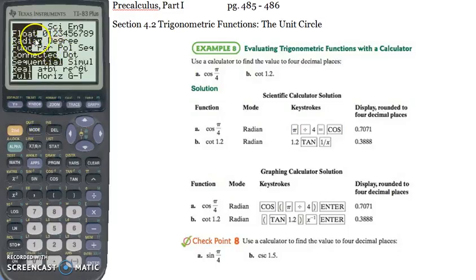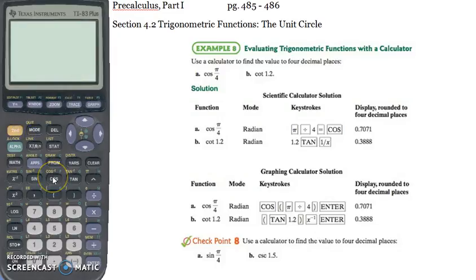If it's not in radians, the radians will not be highlighted. So if I went over here and hit enter, it would put me into degrees. Okay, but I want to be over here, so I'm going to hit enter on radians. Okay, then I'm going to quit out of there.